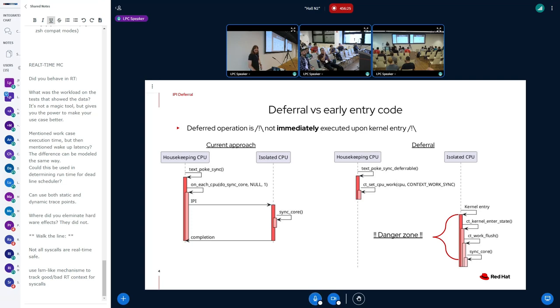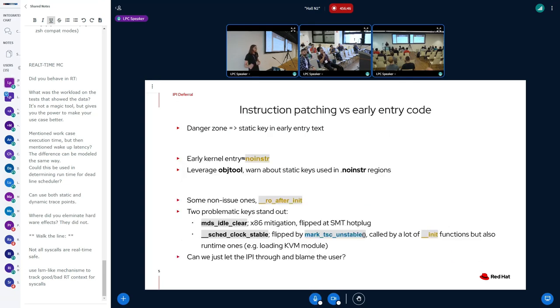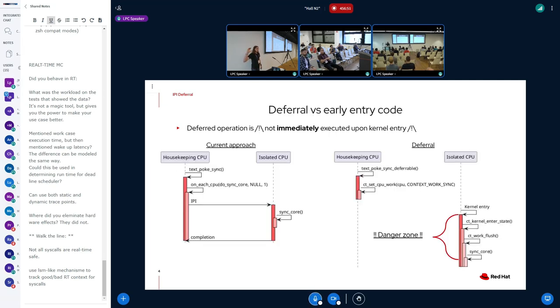So you can see here, for lack of better naming, I've called that the danger zone between actually entering the kernel and going through context tracking and realizing, oh, actually, I have to run this deferred operation. Let's run it now. You haven't run the operation yet. So if you reason about static keys, which I think actually is my next slide, if in this region you have a static key that was modified previously, you haven't run your synchronization operation, and you're screwed. It's not really a nice place to be.